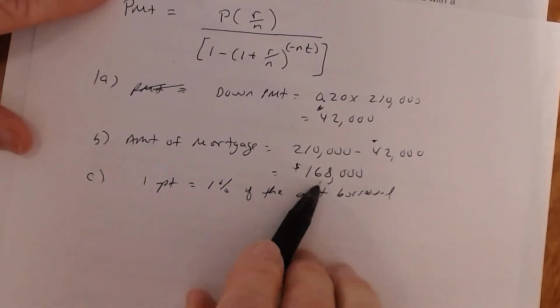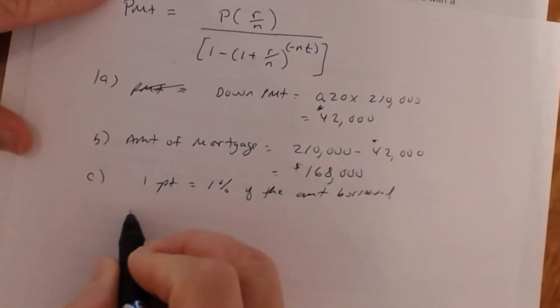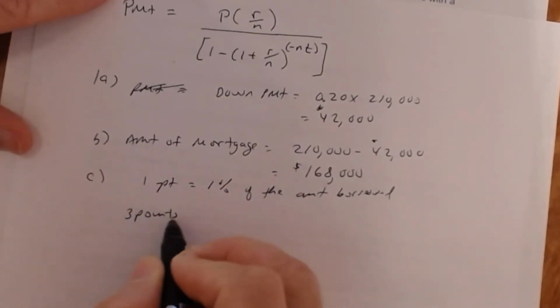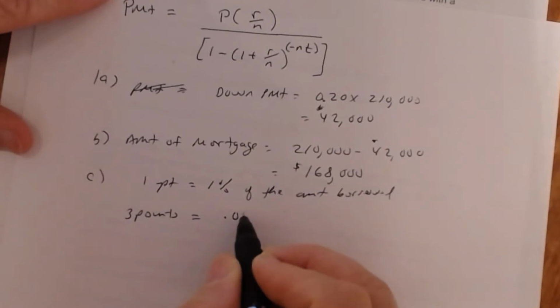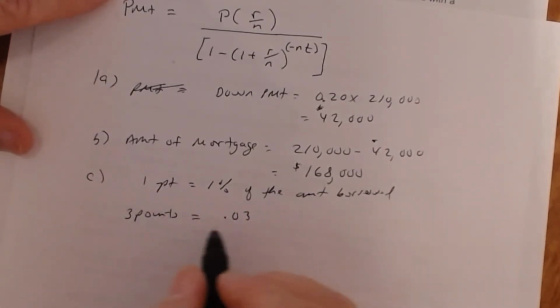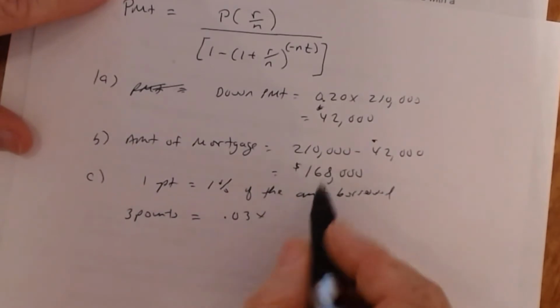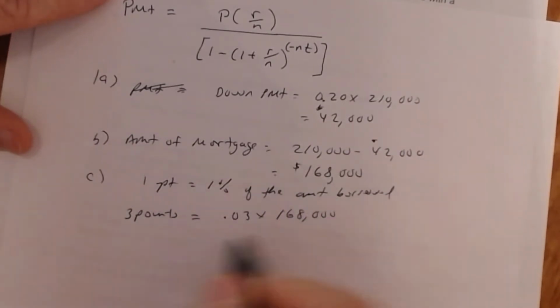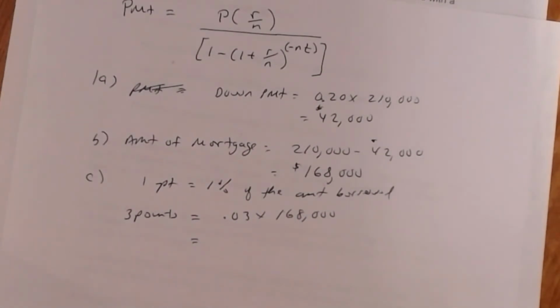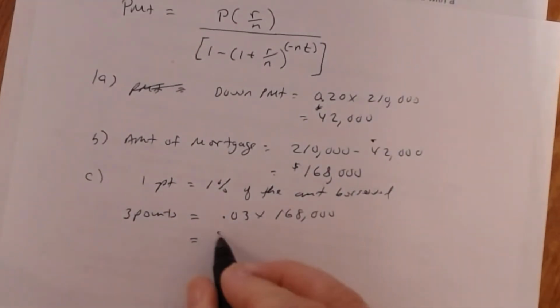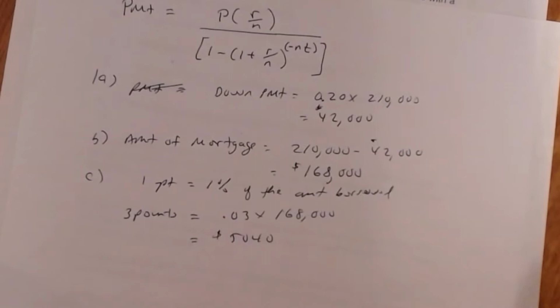So I borrowed $168,000. The 3 points will cost me 3%. Remember, each point's a percent, so 3 points would be 3% of the amount borrowed. So using your calculator, 3% times $168,000 will give me $5,040. Now, that's in addition to what you borrowed. So not only do you pay this amount, but you have to pay closing costs based on that amount.